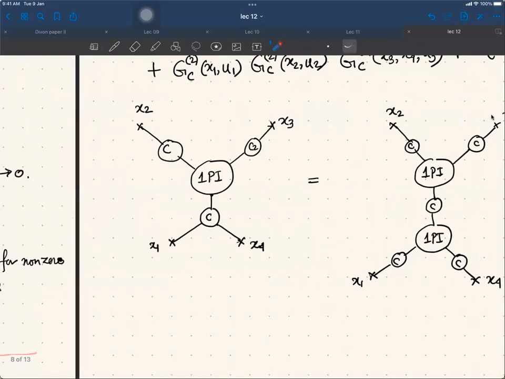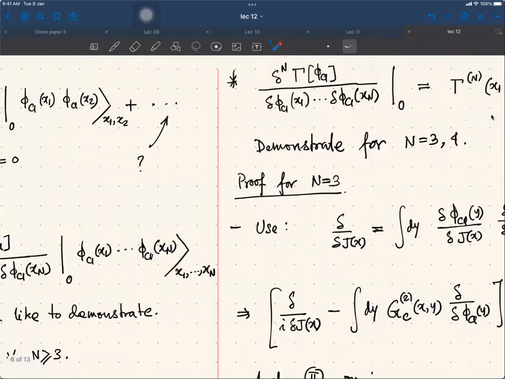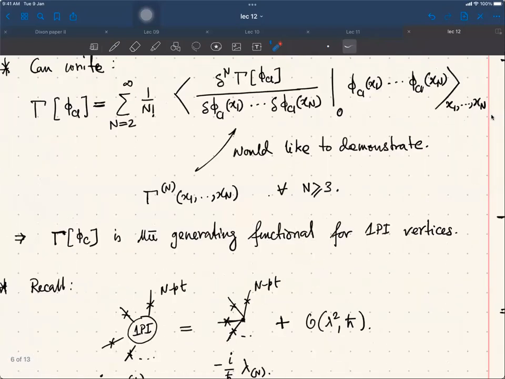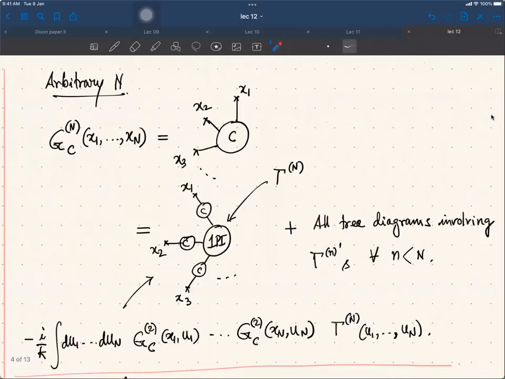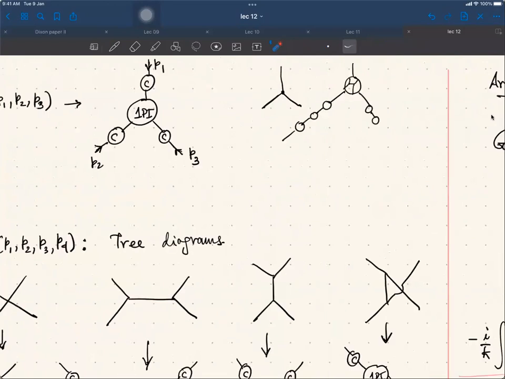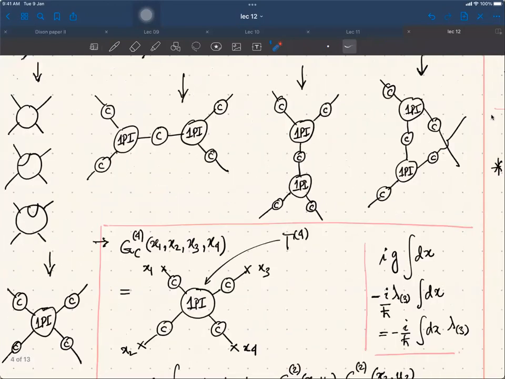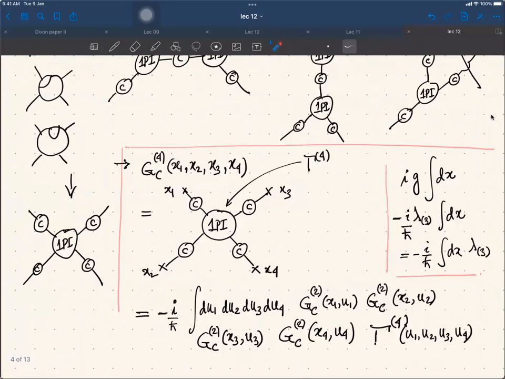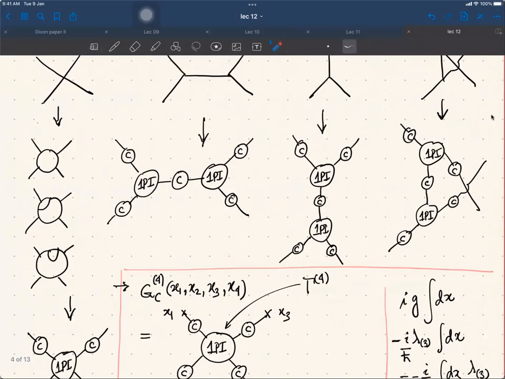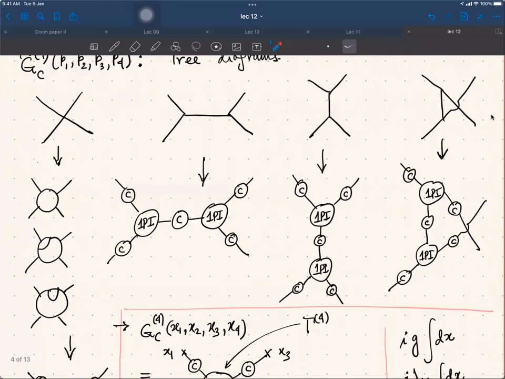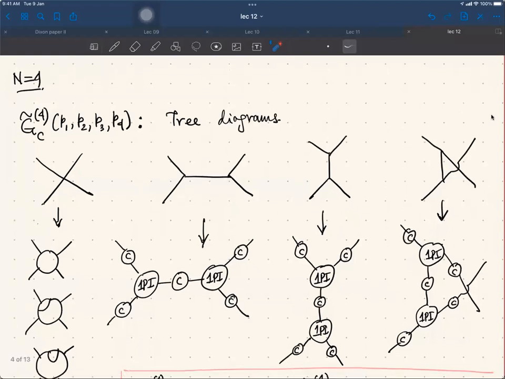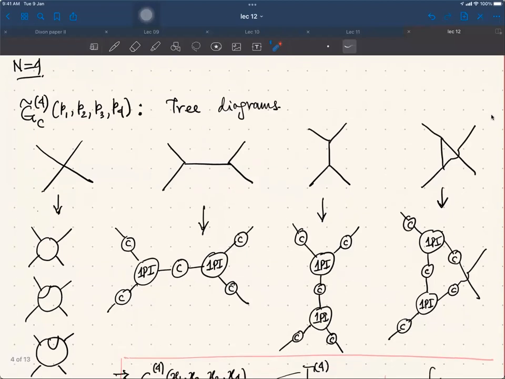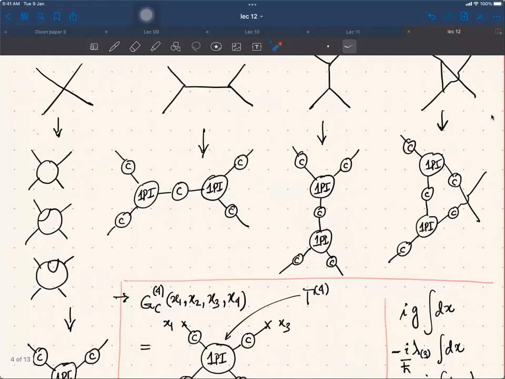If you go to the result for gamma 4, where we explicitly drew all the diagrams, let me try to figure out here. So look at these topological diagrams. These three in the calculations of G4. These tree level diagrams appeared, and then a 4 vertex.